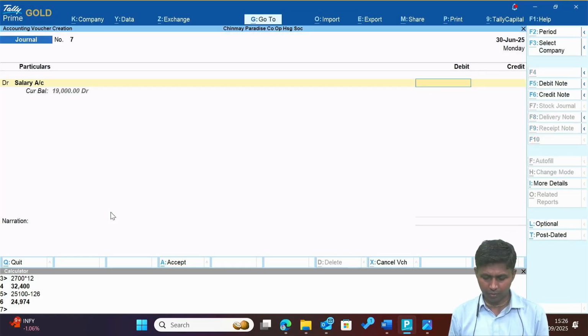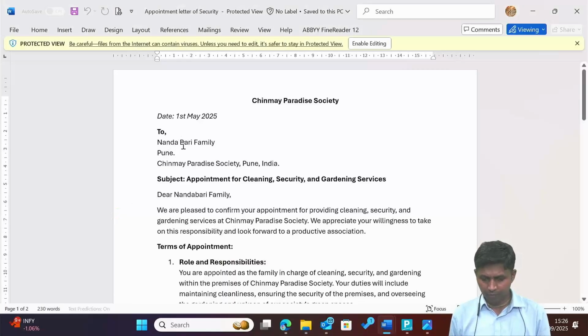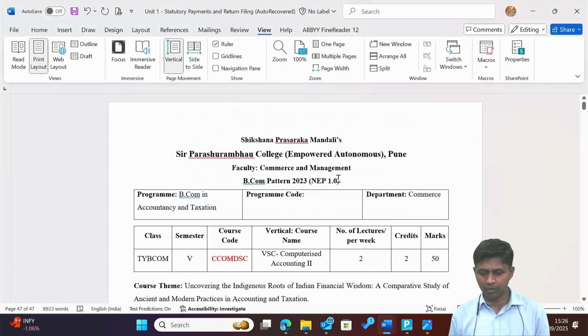And then for the first 2 months, 19,000. You can check the contract. Yes, I think so. There is the secretary department. Yes, Bari. In the contract they have written salary of 19,000 for the first 2 months, May and June. That means June 19,000. That is correct.